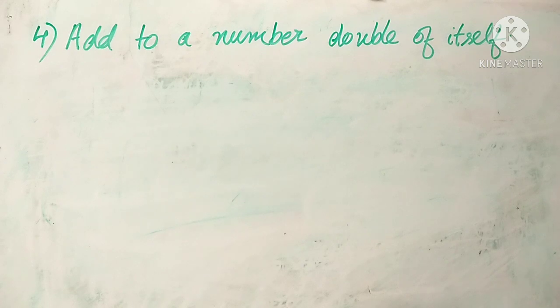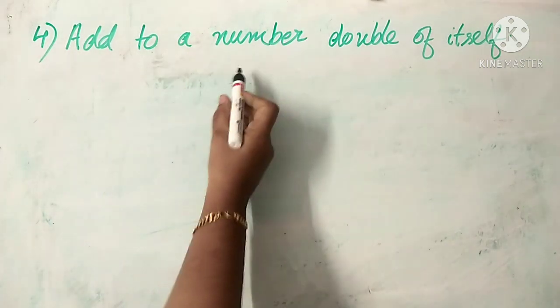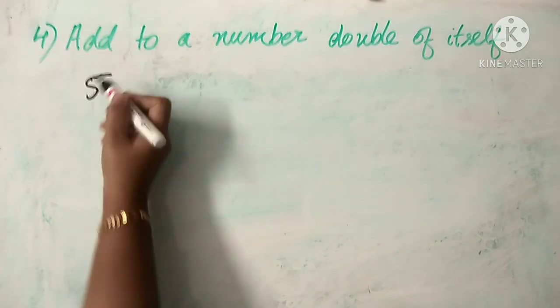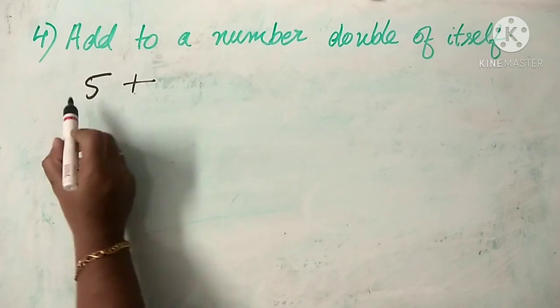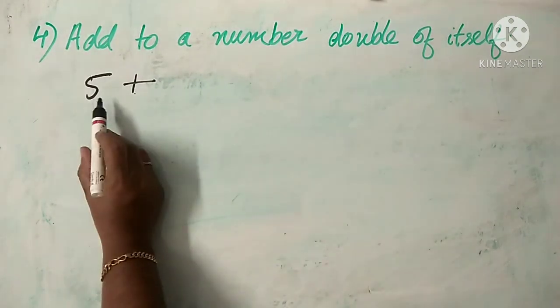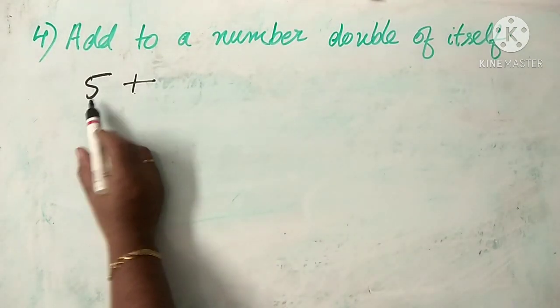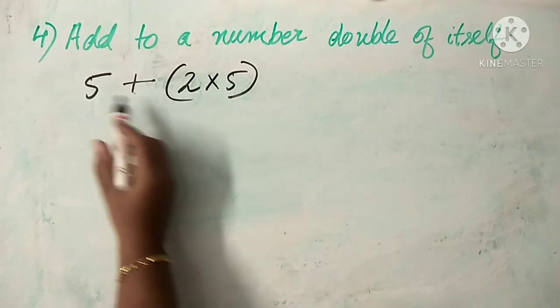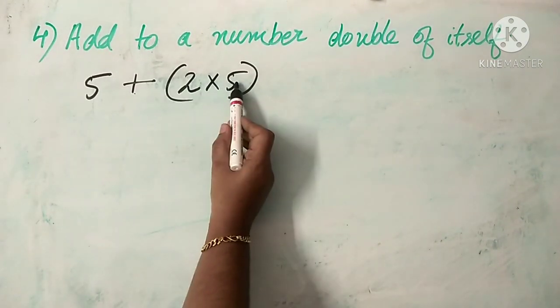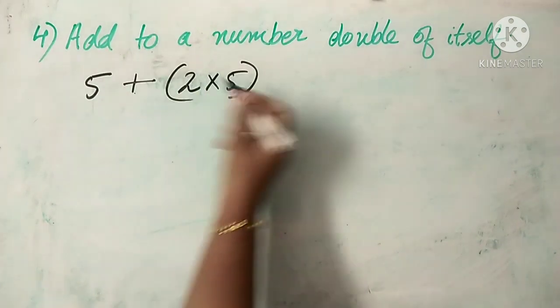Next question. Add to a number double of itself. We will take the number as 5. Double of itself means we have to take the double of 5. Double of 5 means 2 into 5. Okay, what is the answer? 2 5s are 10. 10 plus 5, 15.